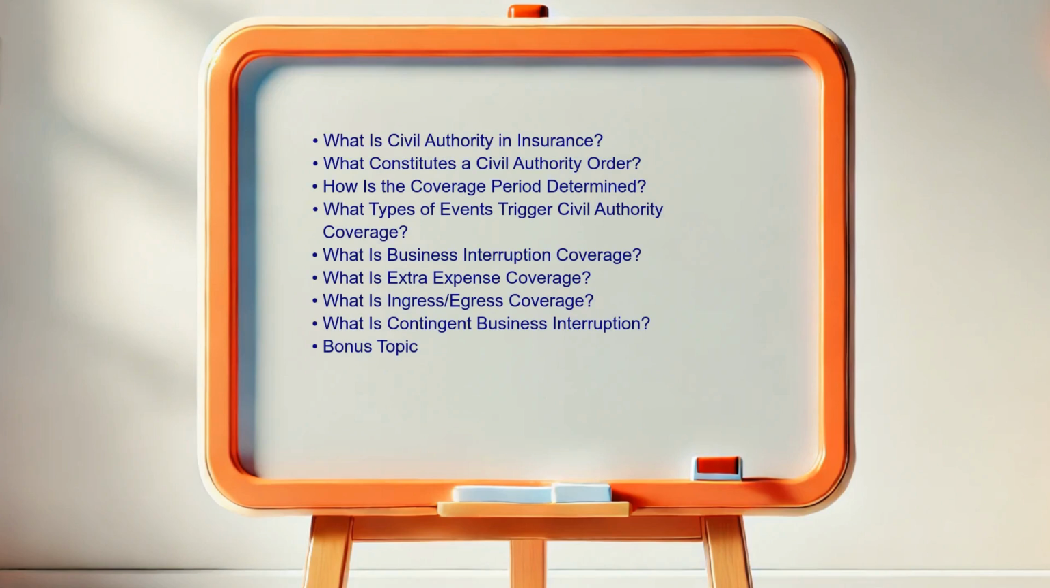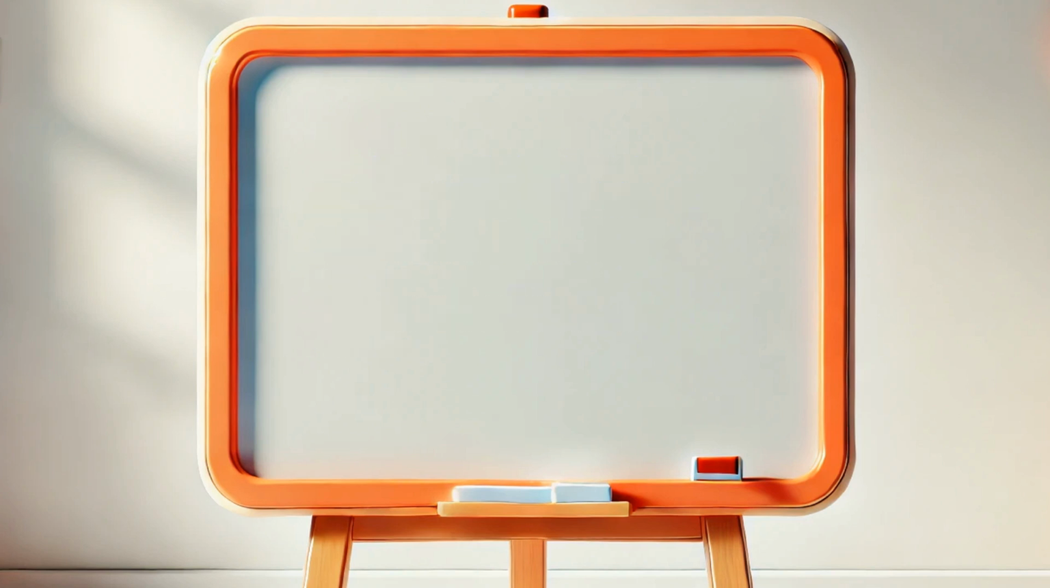What is civil authority in insurance? What constitutes a civil authority order? How is the coverage period determined? What types of events trigger civil authority coverage? What is business interruption coverage? What is extra expense coverage? What is ingress-egress coverage? What is contingent business interruption? And a bonus topic at the end. Let's go through these points one at a time.